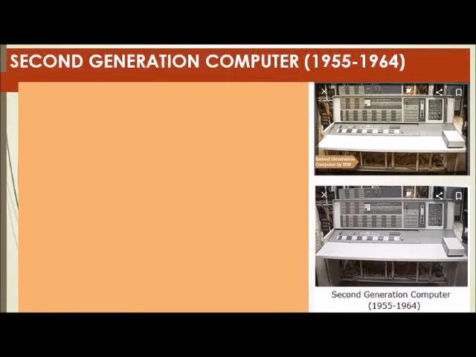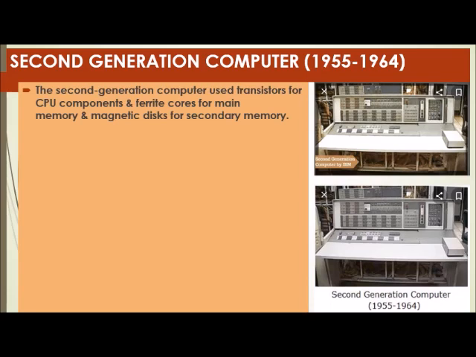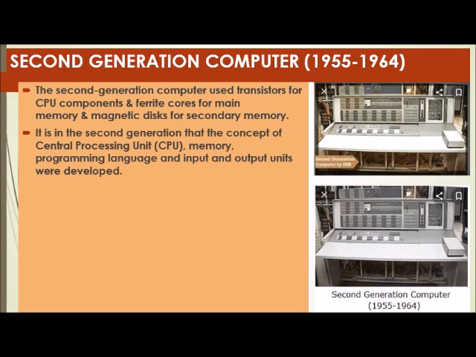Second generation computer, that was in the year 1955 to 1964. The second generation computer used transistors for CPU, that is central processing unit components, and ferrite core for main memory, and magnetic disks for secondary memory. It is in the second generation that the concept of central processing unit, that is the CPU, memory, programming language, and input and output units were developed.